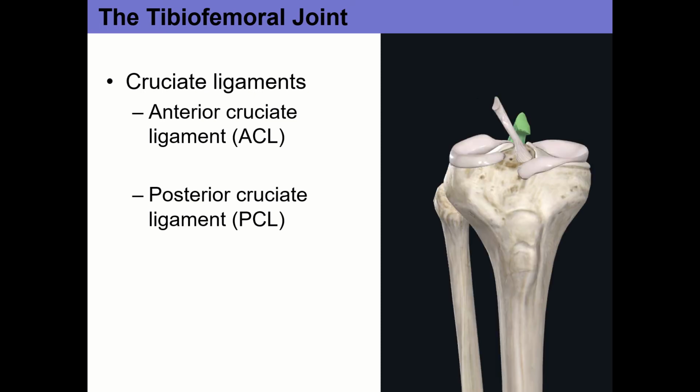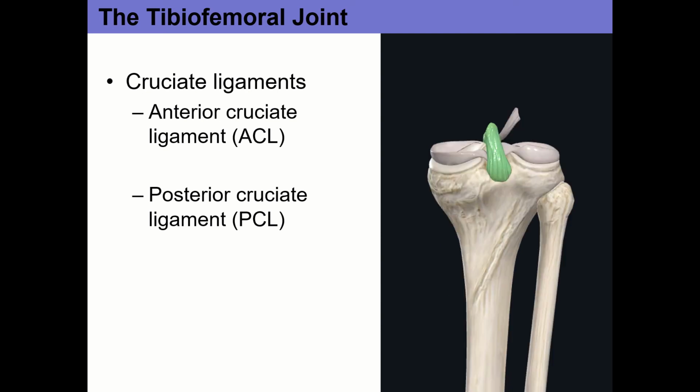The PCL, on the other hand, the posterior cruciate ligament, again makes an X. It doesn't cross as far anterior to posterior as the ACL does. The ACL travels much farther, posterior to anterior, than the PCL does. You can see the PCL highlighted there, and then there's a posterior view of the PCL. It really limits one thing, which is posterior translation of the tibia. It keeps your tibia from sliding backwards.